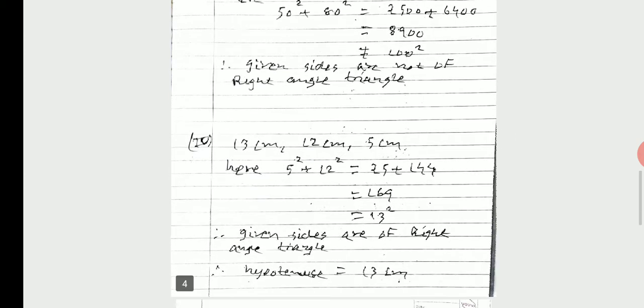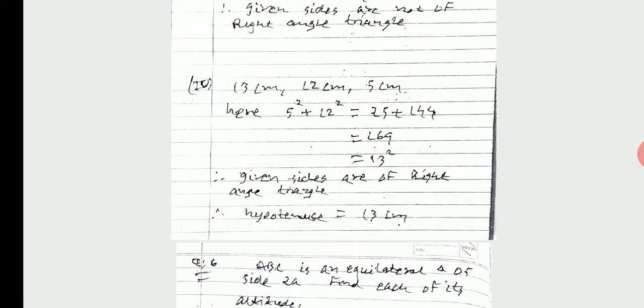Now same way fourth number problem, 13 centimeter, 12 centimeter, 5 centimeter. Here smallest sides are 5 and 12. So 5 square plus 12 square equal to 25 plus 144. It is equal to 169. It is equal to 13 square. So given sides are of a right angle triangle and hypotenuse is the longest side and it is 13 centimeter.